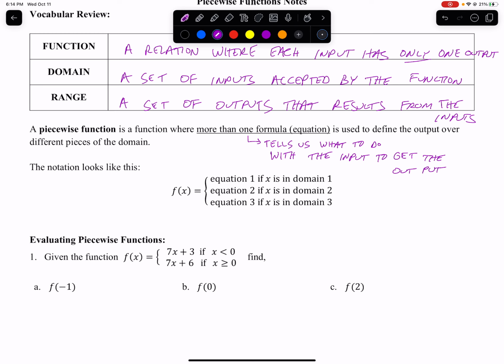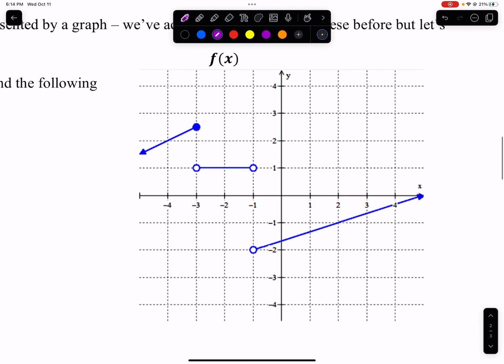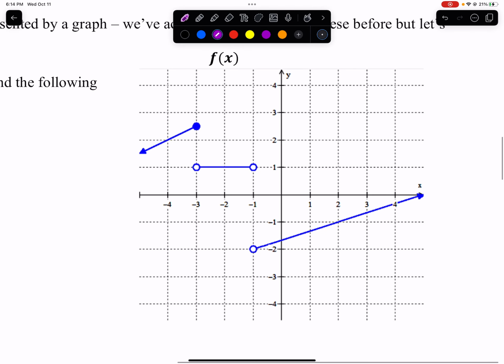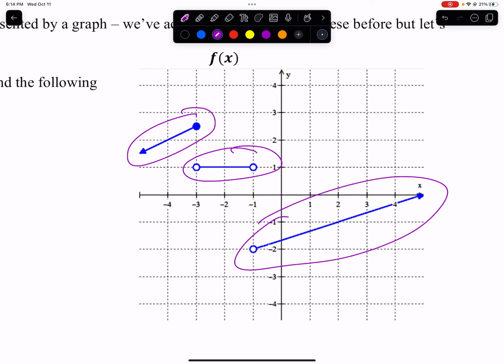All right, so a set of more than one formula is used to define over different pieces of the domain. So we're used to functions looking like this. Now we're just saying there could be more than one piece. Remember, these graphs would look something like 2x plus 7 might look like that, one line. We've already seen some of these graphs, but this graph could not be written from one equation. You got to think of this as three separate pieces put together to make a new function.